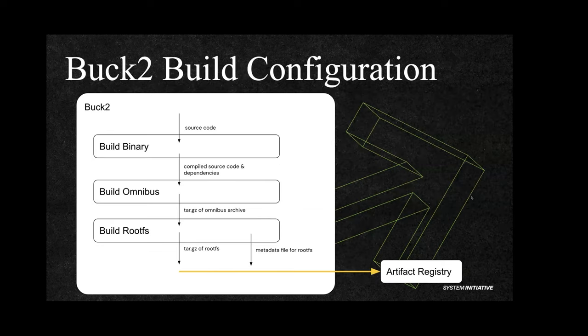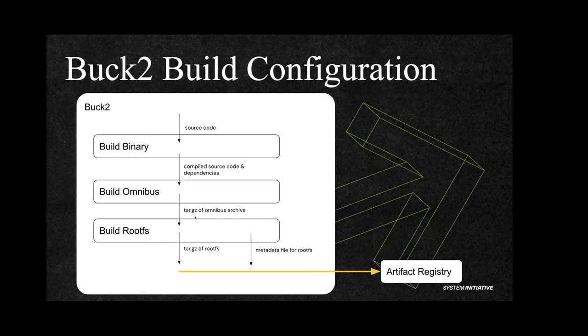So from a CI perspective, this is what we ended up with. This top bit for building the binary, we've always had, and we ship those binaries into GitHub releases at the minute. We ingest the source code in this buck2 target called build binary, or it might be called build, I think, and it outputs the compiled source code and the dependencies, etc. Fletcher and I added two more on the end of it. So we added a thing called build omnibus. I think it's literally build-omnibus as the buck2 target.